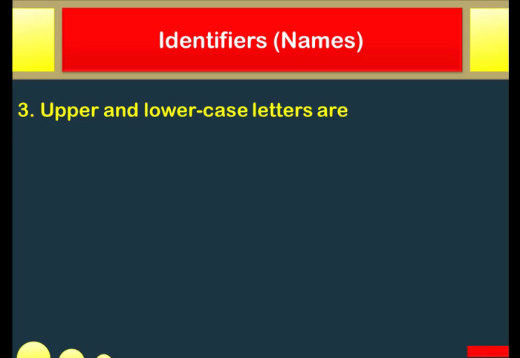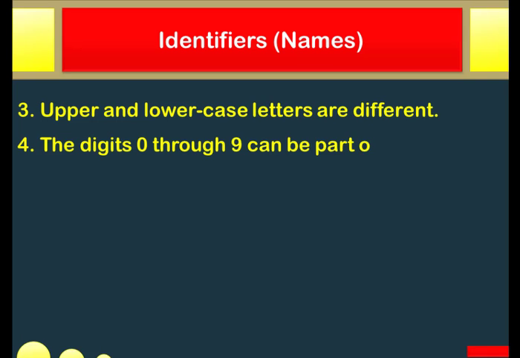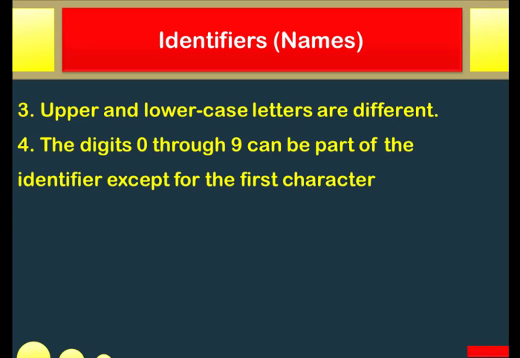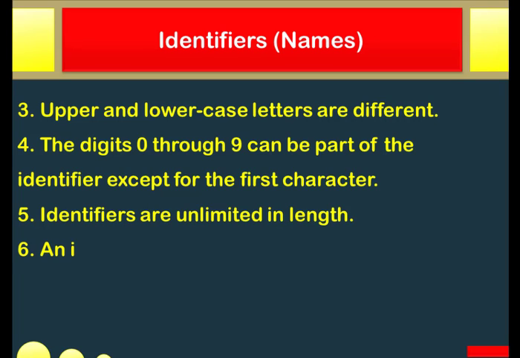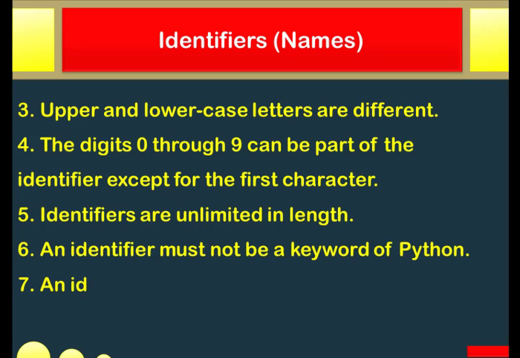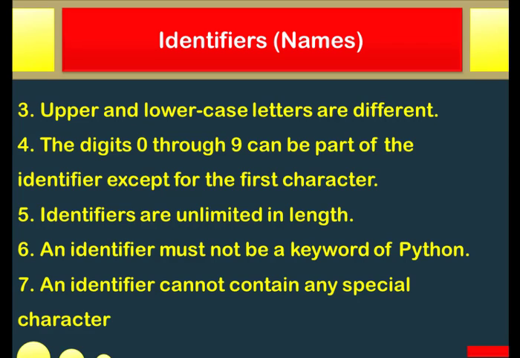Next, upper and lower case letters are different. This we have learned. The digits 0 through 9 can be part of the identifier except for the first character. Identifiers are unlimited in length. An identifier must not be a keyword of Python. An identifier cannot contain any special character except for the underscore.